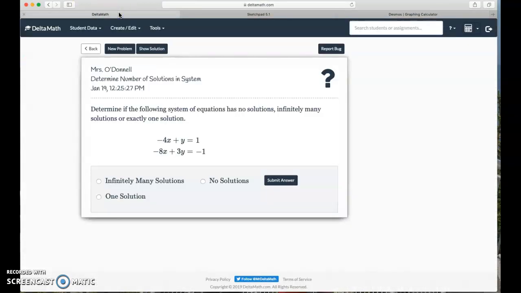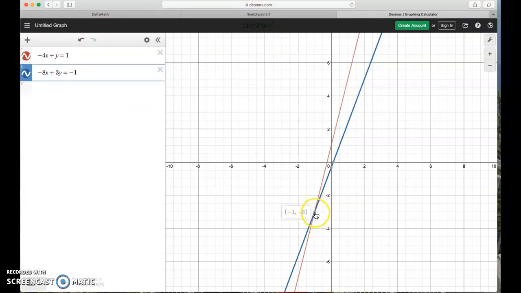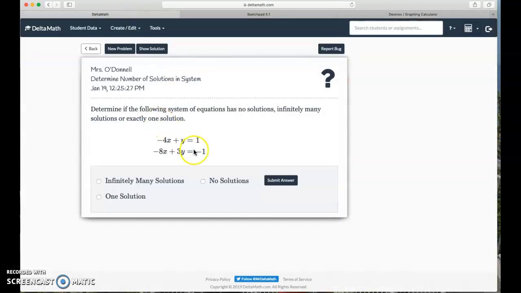My second equation, I'm going to just double check that. Yep, negative 1. Oh, and it was 3y. Negative 8x plus 3y equals negative 1. Okay, so again, here we see that we have intersecting lines, so that would be one solution.